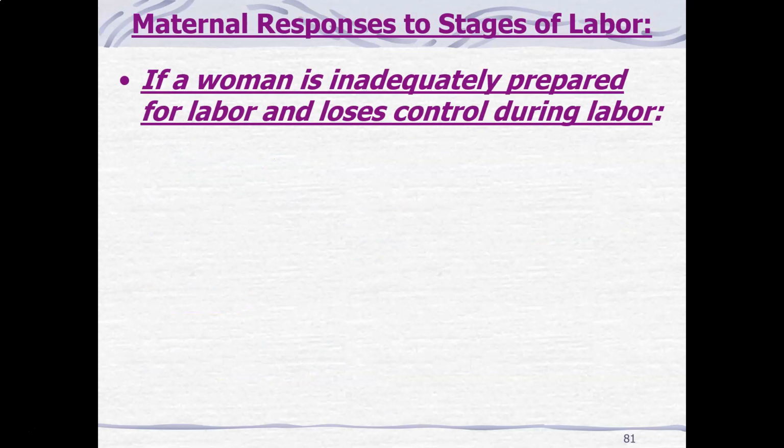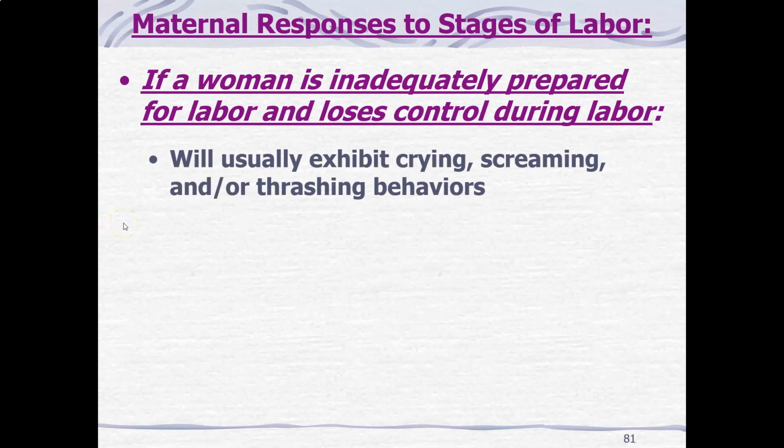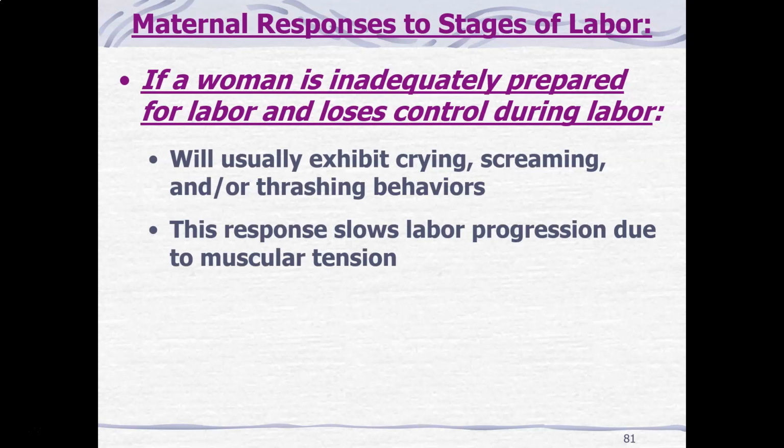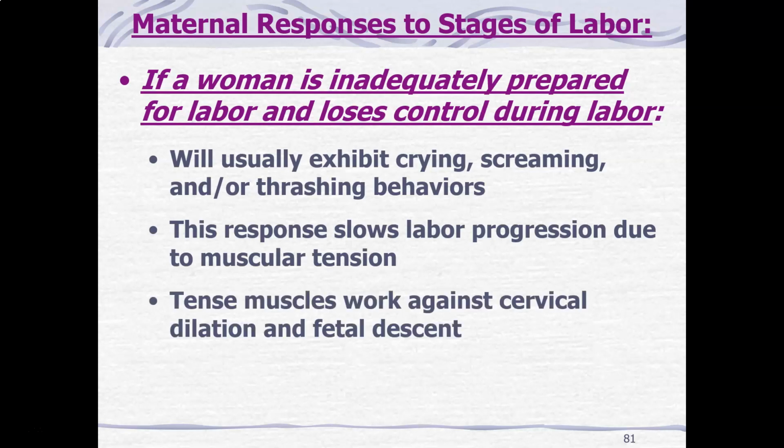If a woman is inadequately prepared for labor and loses control during labor, they will usually exhibit crying, screaming, and/or thrashing behaviors. I've seen this many times. The response will slow the labor progression due to muscular tension because these tense muscles work against cervical dilation and fetal descent. And that's kind of just like what they were saying to me when I was delivering, which was, if you would stop pushing or working against the pain, basically being so tense about it, then I'm working against the cervical dilation that naturally the body is trying to do.